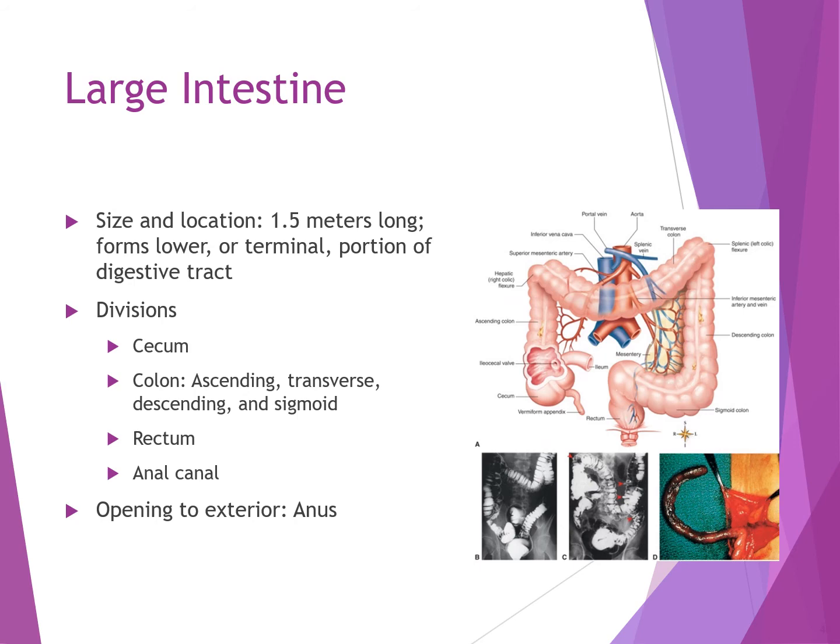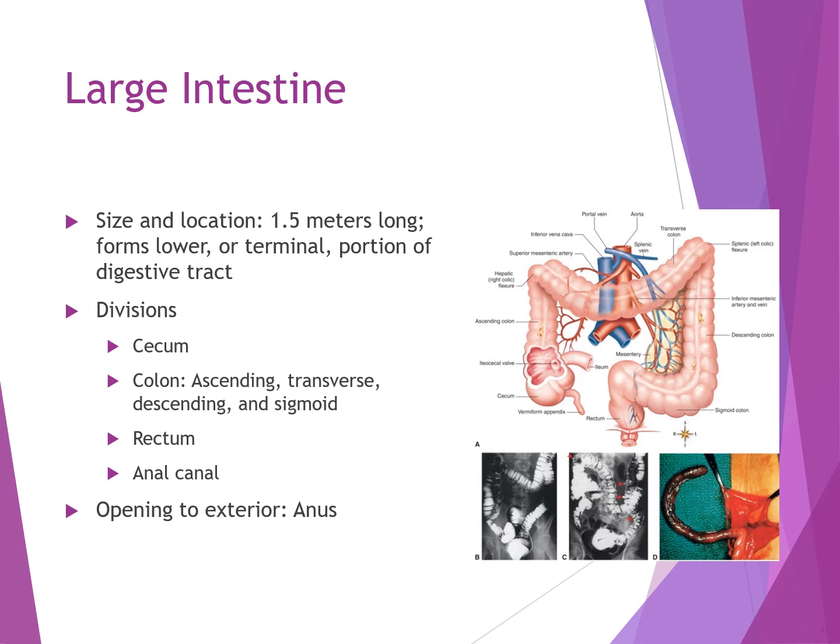Here we are back at one of the main organs of the digestive system, the large intestine, or you might hear it called the colon. And the small intestine joins up with the colon at the ileocecal valve, and that is on the right side of our abdomen. And we'll look at a picture of that in a second.